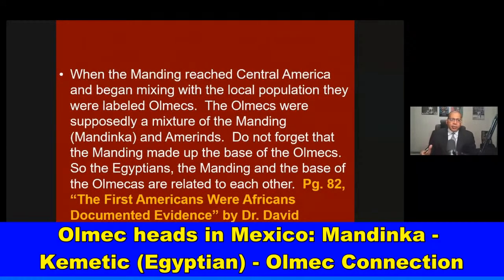When the Manding reached Central America and began mixing with the local population, they were labeled Olmecs, so a mixture of the Manding or Mandinka and other Indians or American Indians. Do not forget that the Manding made up the base of the Olmecs, so the Egyptians, the Manding, and the base of the Olmecs are related to each other. He talks about this on page 2 of The First Americans Were Africans, Documented Evidence.